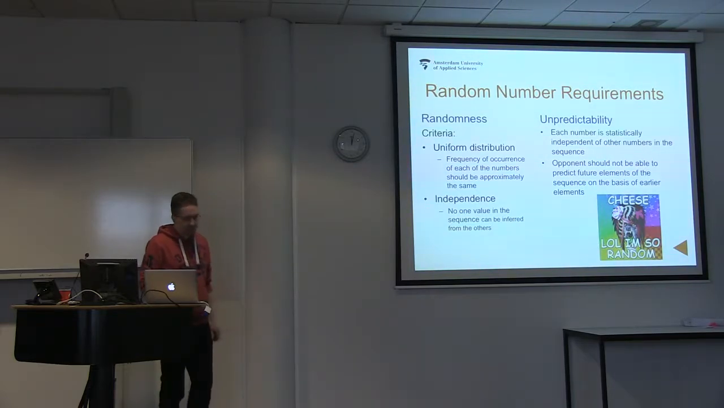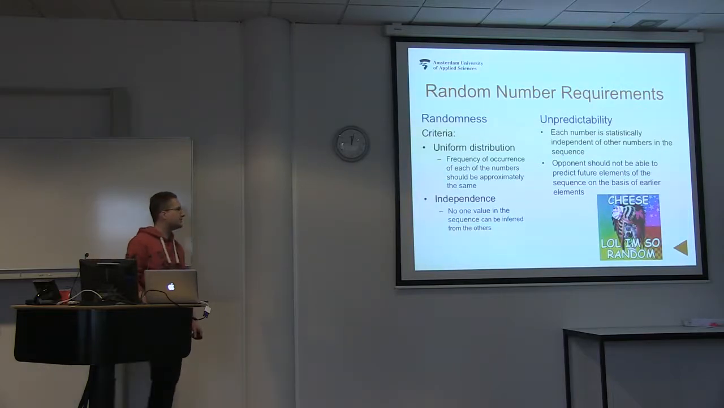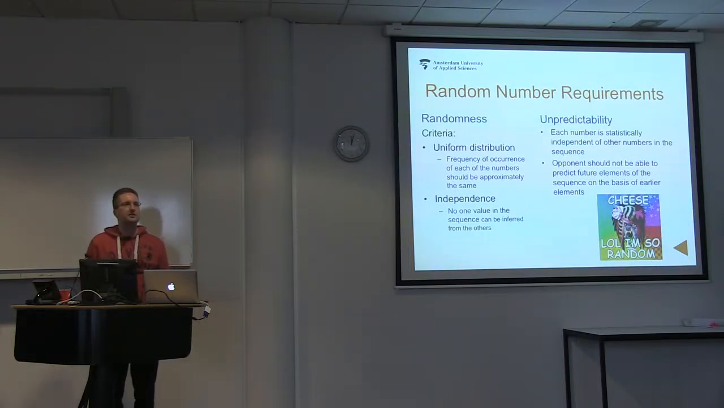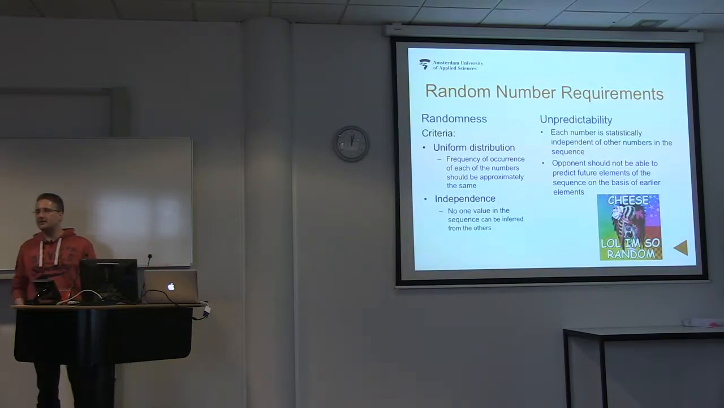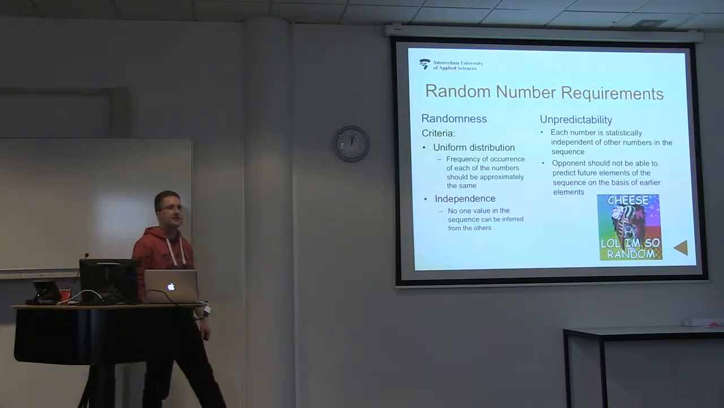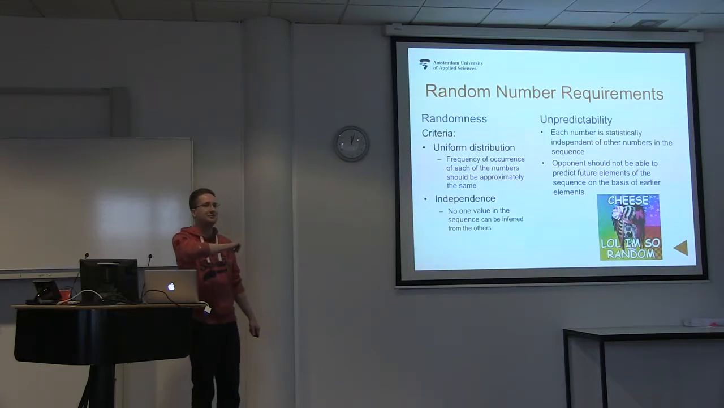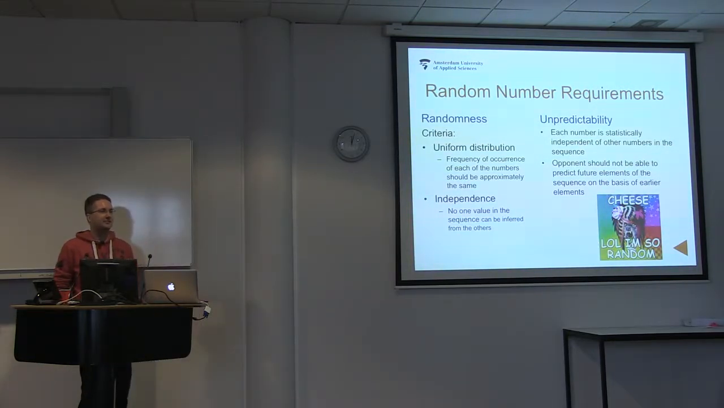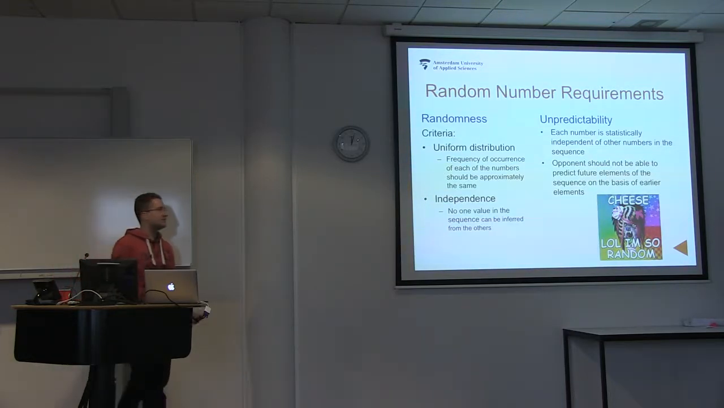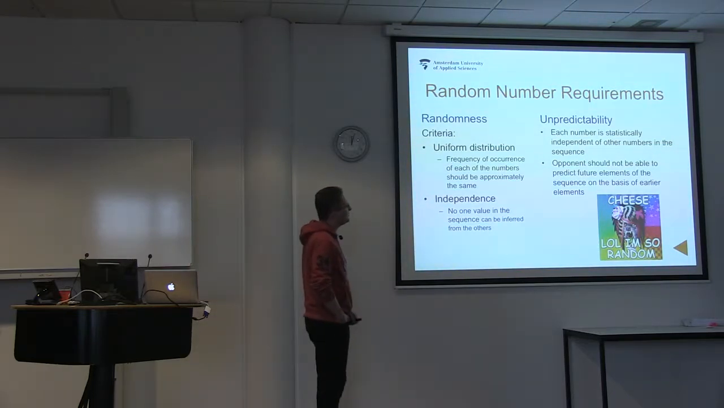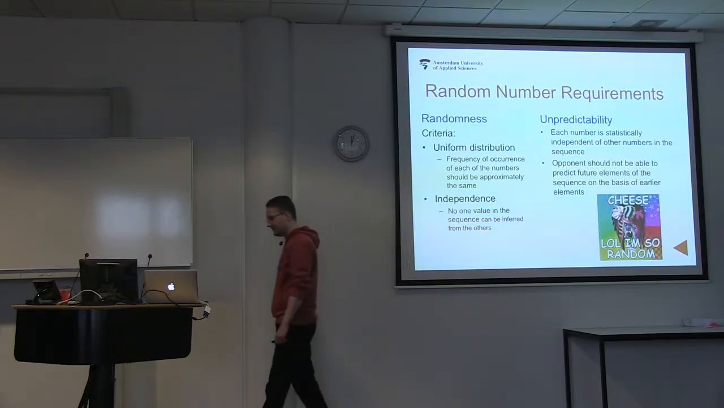And this is really for the statisticians, which I am not. There's also independence. No one value in a sequence can be inferred from the others. That is to say, there is no relation between two iterations of using the random number generator. So you can have a random number generator that does 2, 4, 6, 8, 10, until it reaches 1,000, and then it does 1, 3, 5. Then you still have a completely uniform distribution, but it is very easy to predict what the next value will be. So each number is statistically independent of other numbers in the sequence, and you should not be able to predict this sequence of events.